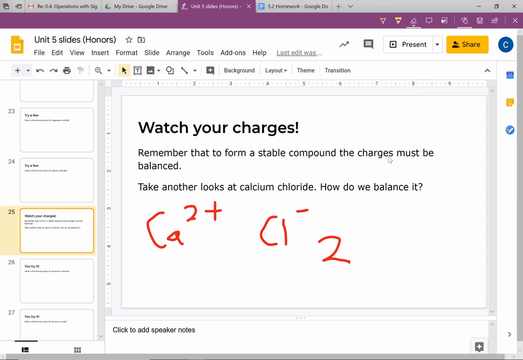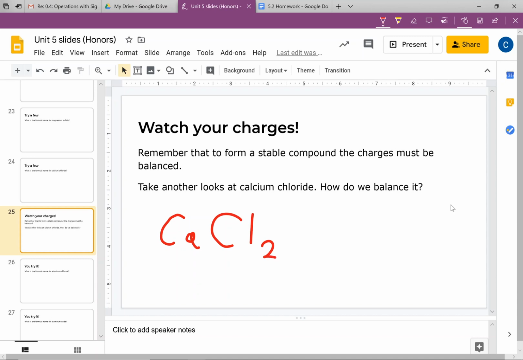So when we write it out, and maybe I can do a better job of writing it out here, we have CaCl2 would be the formula for this compound, because calcium by itself is 2+, and a single chloride by itself is a 1-. So we need 2 1- to equal the 2+.